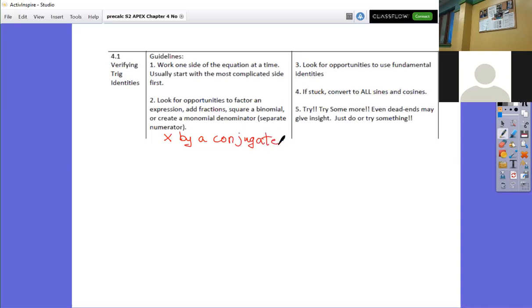Sometimes you might have to multiply by a conjugate. So remember, if I have 1 minus sine of theta, my conjugate would be 1 plus sine of theta. I would multiply both the top and bottom by that, just like with imaginary numbers and rationals. Sometimes I want to do that.